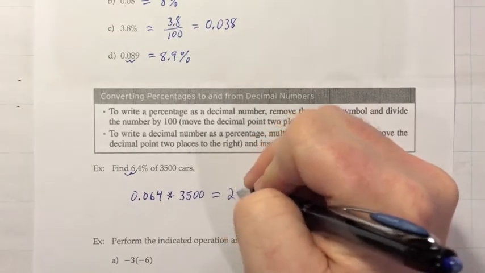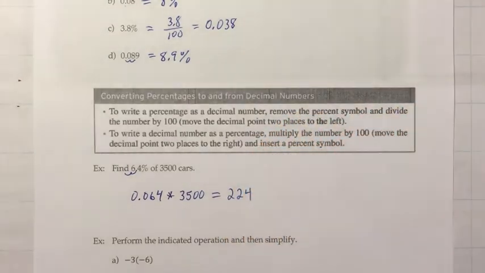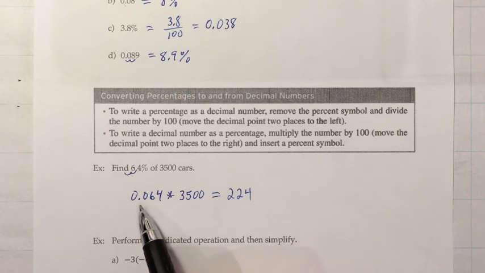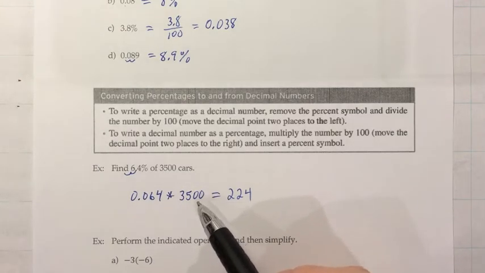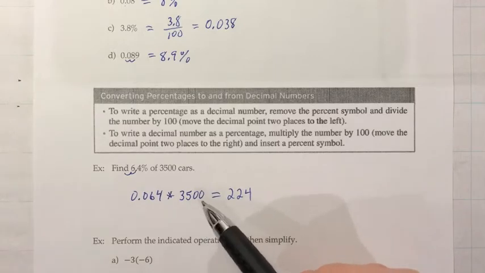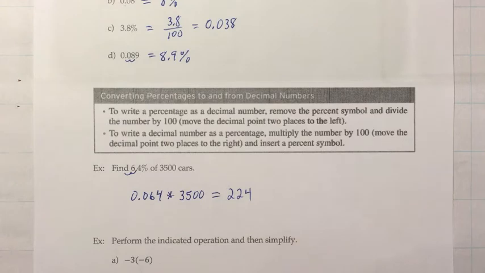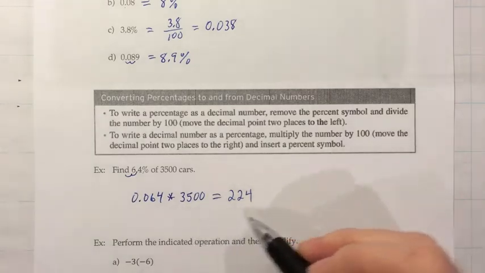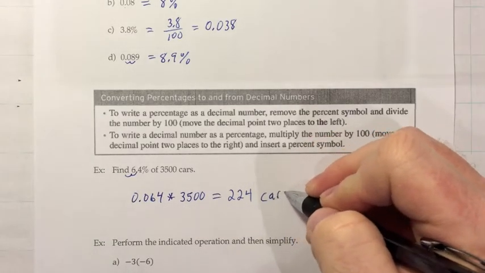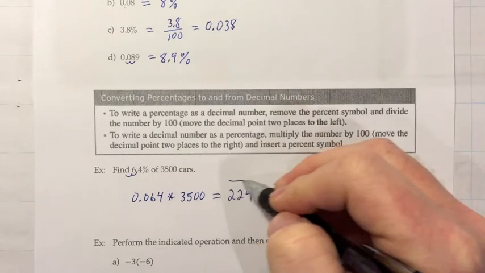You don't have to use the asterisk, but again, if you use the dot, you've got to be careful not to mix it up with the decimal. And you could also use parentheses around the 3,500, but I don't really like to use parentheses when they're not absolutely necessary, because I like to think of why I need those parentheses, which we'll talk about more in the next section. And then we should put units on this too. It's 224 what? It was 224 cars.